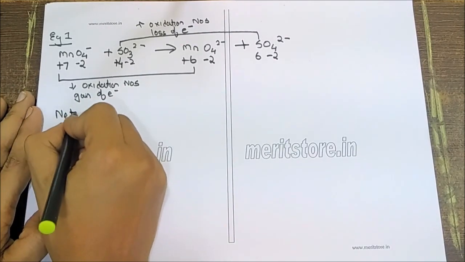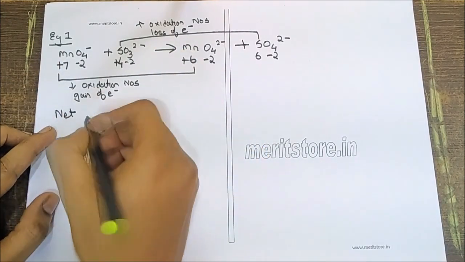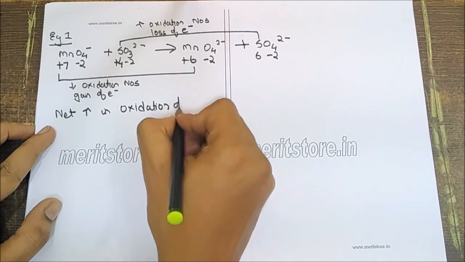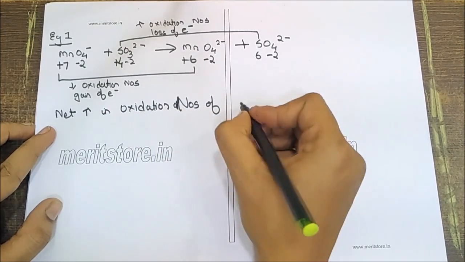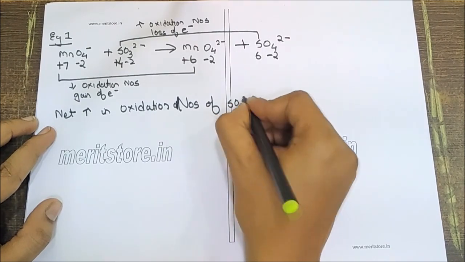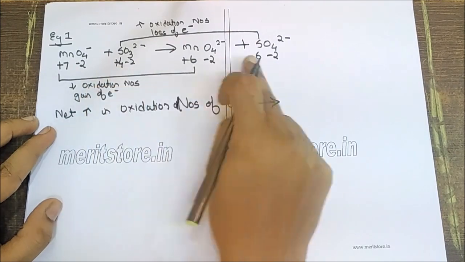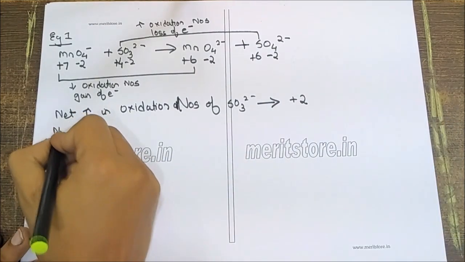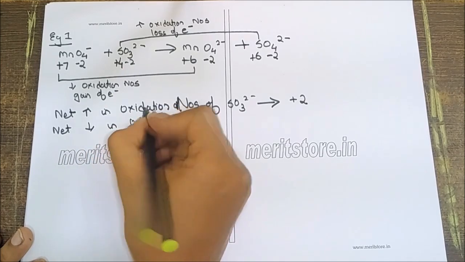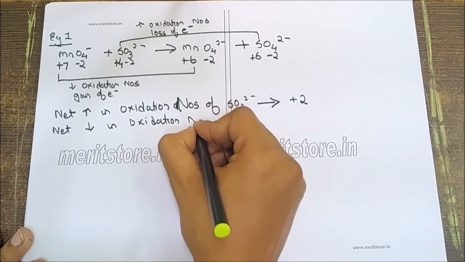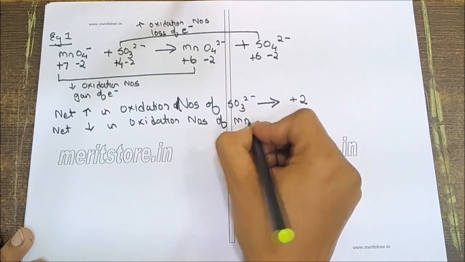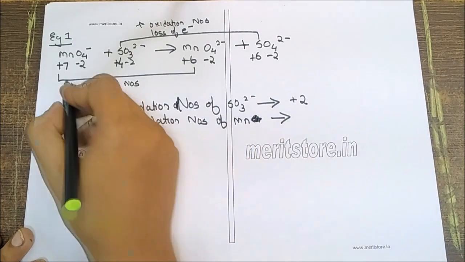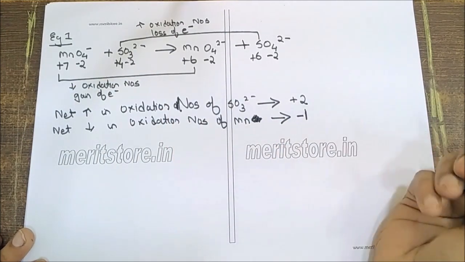Since there is only one atom, I'm directly writing down the net. So the net increase in oxidation number of SO3 2- is how much? From 4 it has become +6. So it has increased by 2. And the net decrease in oxidation number of Mn, from 7 it has decreased to +6, which means it has gone down by 1.